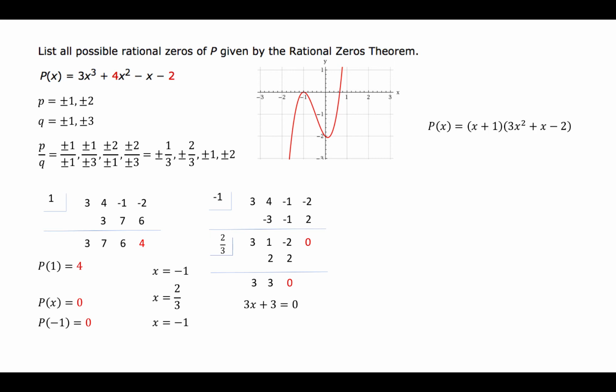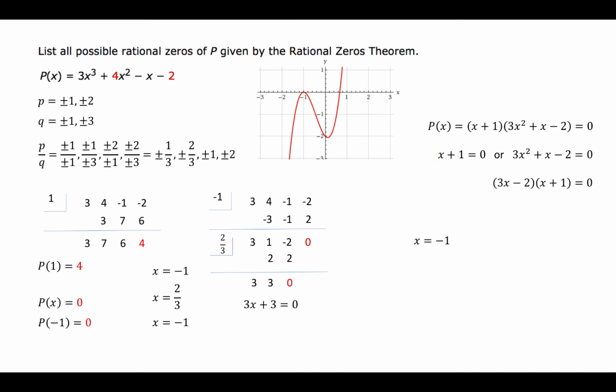There is another path we could take for part of this problem. Once we have found enough roots so that we are left with a quadratic factor, we could set the factorization of the polynomial equal to 0 and then solve either by factoring, completing the square, or using the quadratic formula. Using the zero product rule, we can set each of these factors equal to 0. Again, we find that x equals minus 1 is one of the roots.